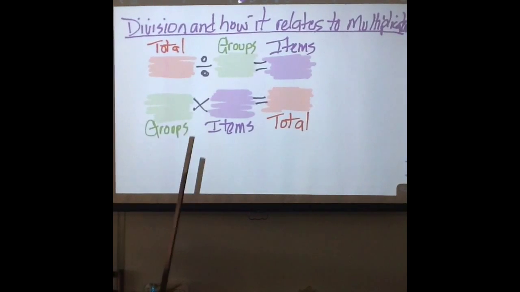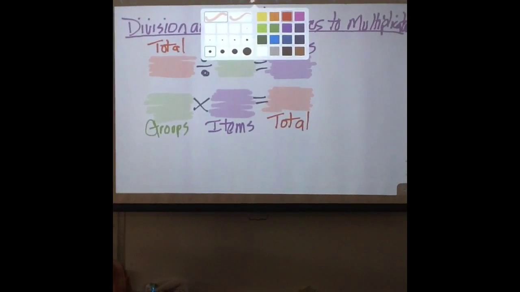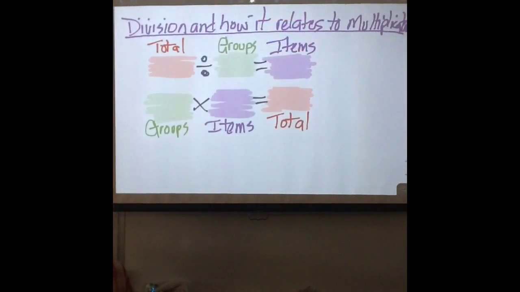All right, so I'm going to draw out some dots. I just put out 12 dots. So if my number is 12, I have 12 dots.